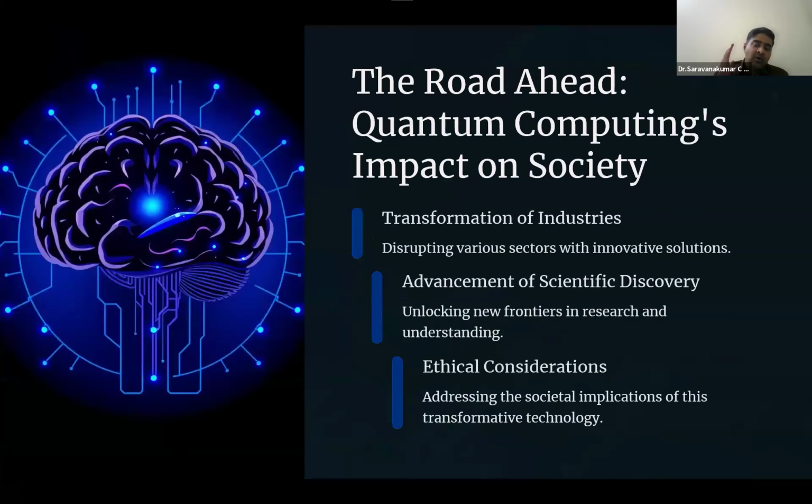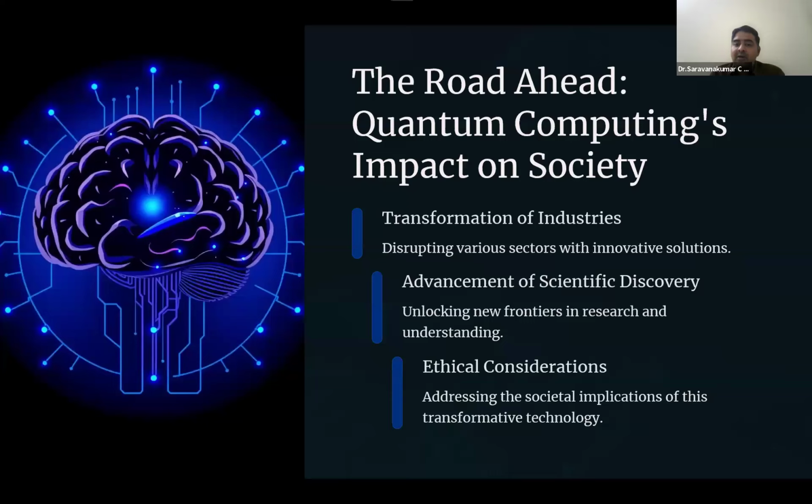and very efficient algorithms will be coming up. On the final slide for session 1, I just wanted to convey the impact on society, the road ahead. Okay, we have beautiful niche applications on the quantum computing side. But what is the road ahead? Transformation of industries. It is disrupting slowly.